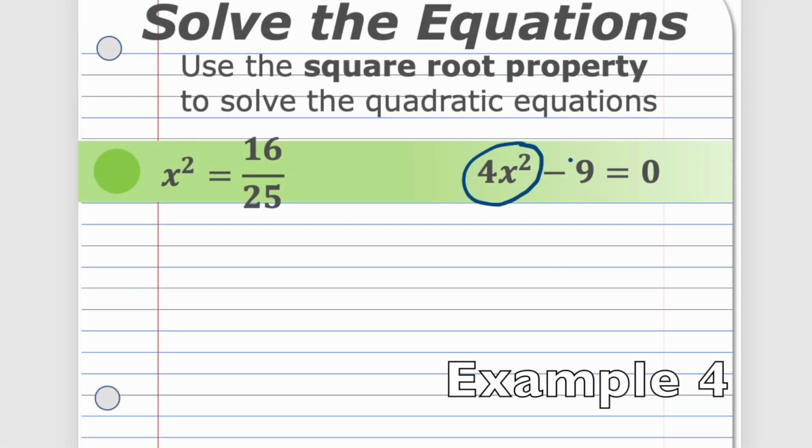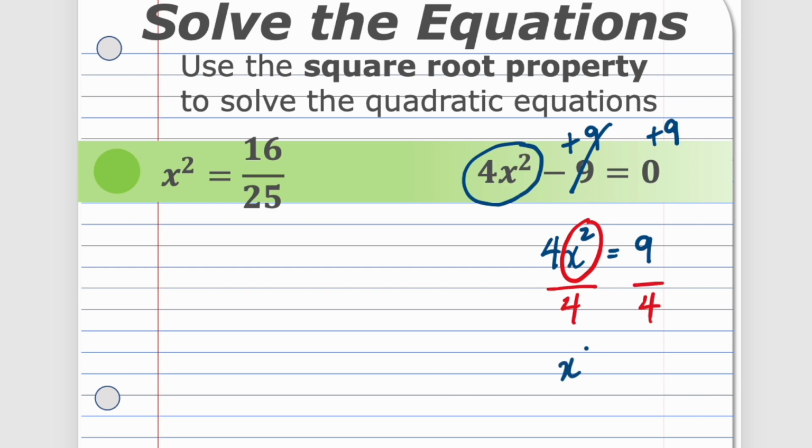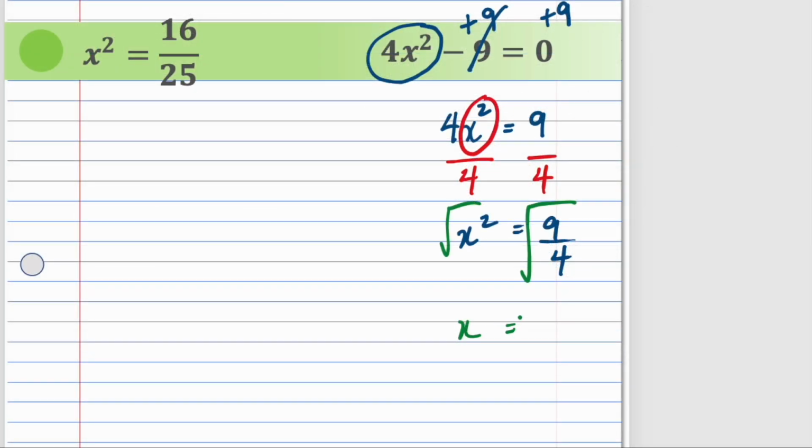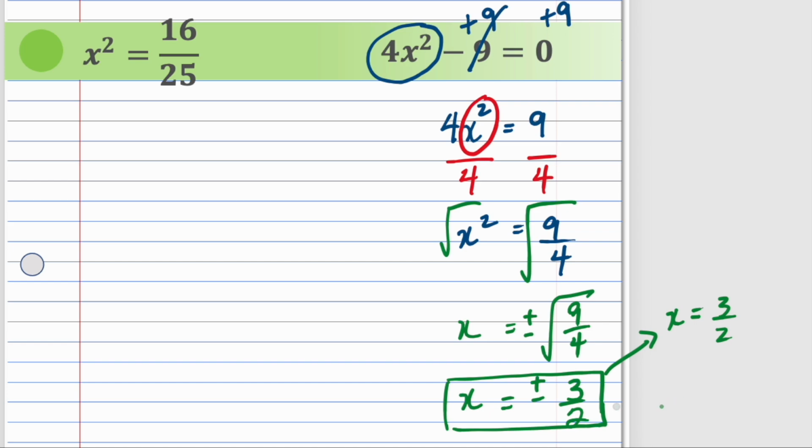We need to isolate the 4x squared, so we'll add 9 to both sides. 4x squared equals positive 9. Best practice is to isolate the x squared by dividing by 4 on both sides. x squared equals 9 over 4. And now we'll take the square root of both sides. x is equal to plus or minus the square root of 9/4, and that equals plus or minus 3 over 2. For our answer, x is equal to 3 over 2, or x is equal to negative 3 over 2.